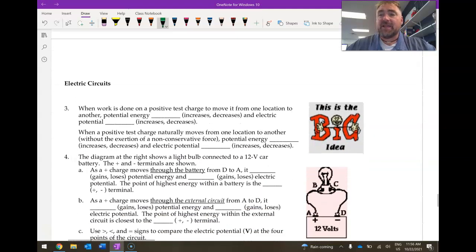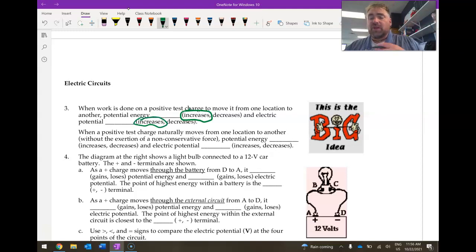Now, this is a big deal when it comes to electric circuits. This is a big idea. When work is done on a positive test charge to move from one location to another, potential energy will increase. If we do work on it, the work we put in goes into an increase in that potential energy. And electric potential will increase as well, and so the energy per charge will increase as well.